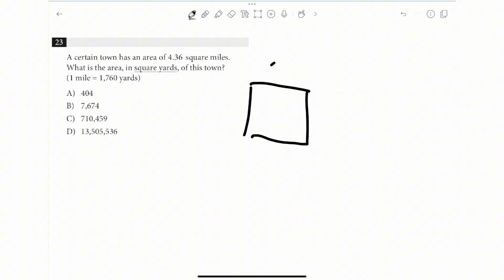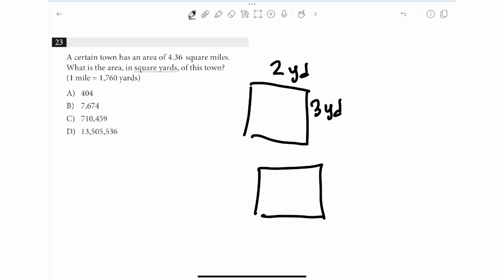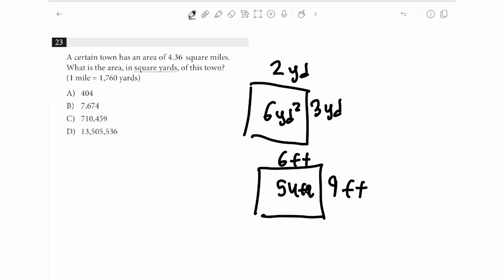If something is 2 yards by 3 yards, and we convert that to feet before we find any kind of area, so the top here would be 6 feet, and the right side would be 9 feet. Our area in square yards would be 6 yards squared, but our area in feet of the same exact thing would be 54 feet squared. So whatever our unit of conversion is, we're going to multiply by it twice. So in this case, our unit of conversion is 3. We're going to multiply by 3 twice, or multiply by 9. And that's why the difference is times 9 instead of times 3.